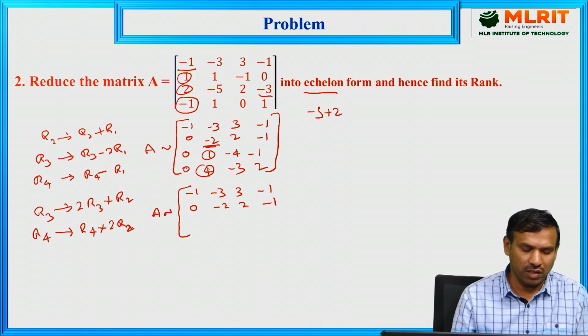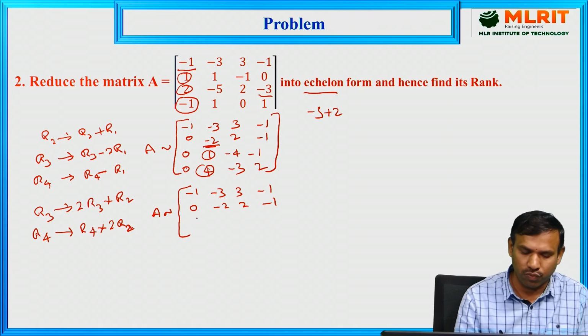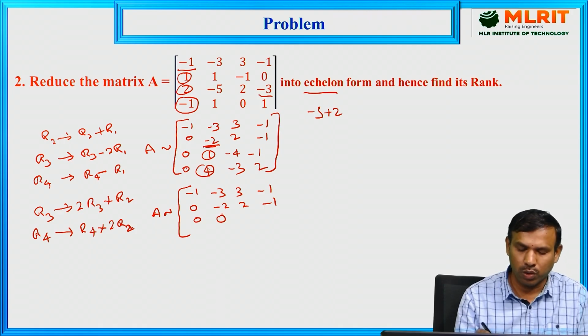R3 we are changing. 2R3 plus R2. 0 plus 0, 0. 2R3: 2 into 1, 2. 2 minus 2, 0. 2R3: 2 into minus 4, minus 8 plus 2, minus 6. 2R3: 2 into minus 1, minus 2. Minus 1, minus 3.